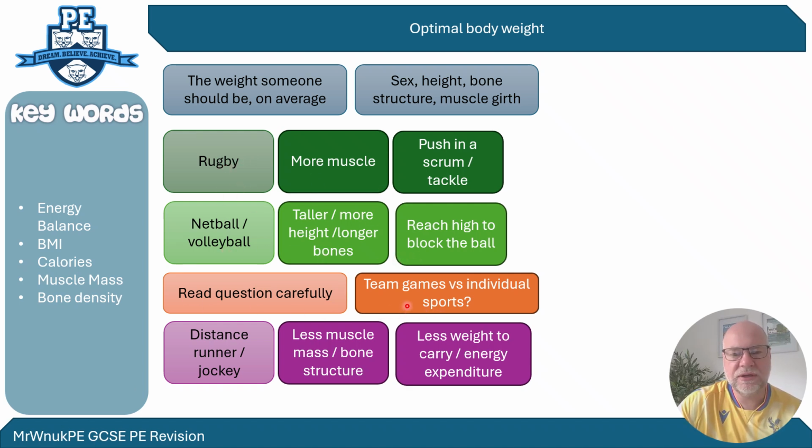If it was something like individual sports, you could go around why people might be lighter, which is always an easier way to look at it. So a distance runner or jockey needs to be lighter, and you could talk about less muscle mass or lighter bone structure, less dense bone structure, which means they carry less weight and they have less energy expenditure, the runner or the horse who's carrying the jockey. So always have in your understanding of optimal body weight probably one of these examples just to help you answer a question. Remember: sport, the factor, and then the sporting application, as in how it impacts the performance.